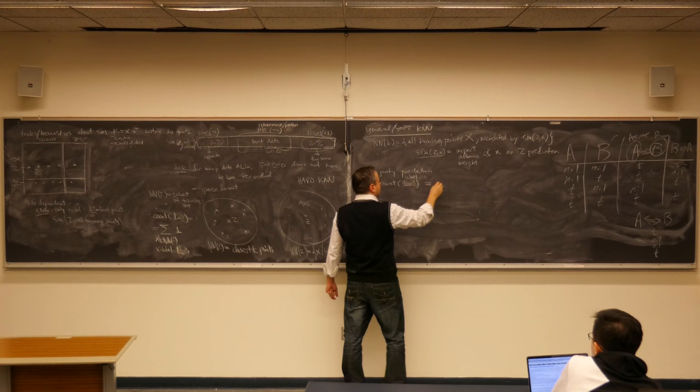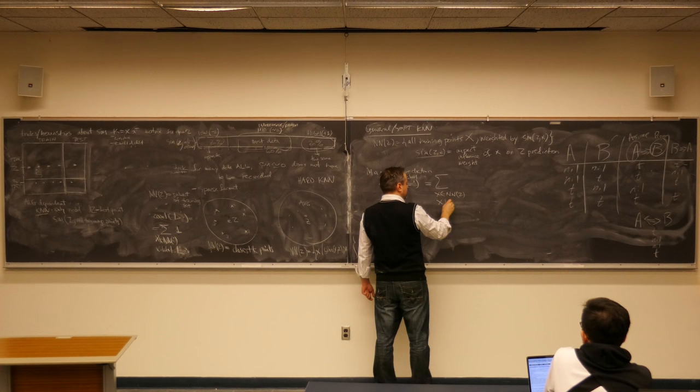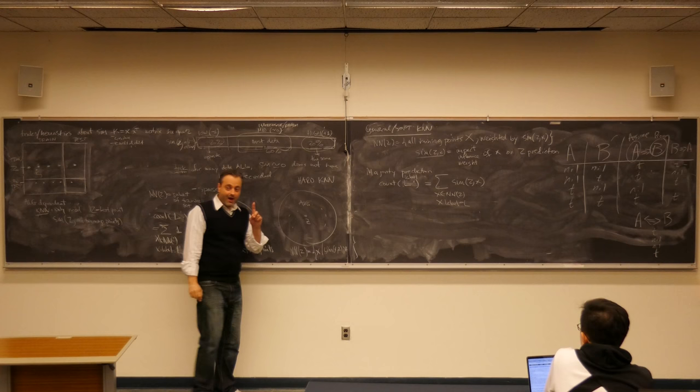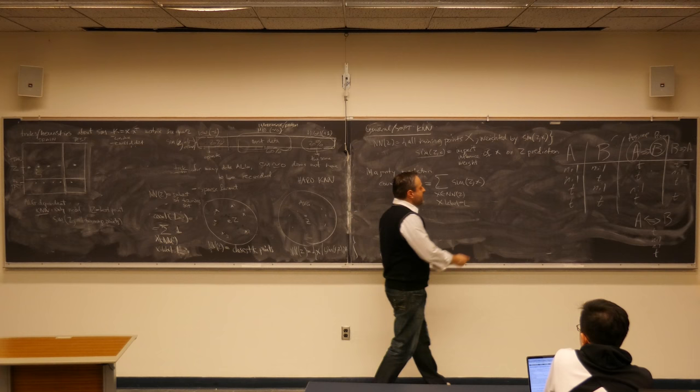It's gonna be the same thing. Every time I see that label in my neighborhood, I'm gonna do what? I'm gonna sum the weight. The similarity between Z and X. So I'm not adding one every time I see the label, I'm adding the similarity. Maybe I have to normalize something.